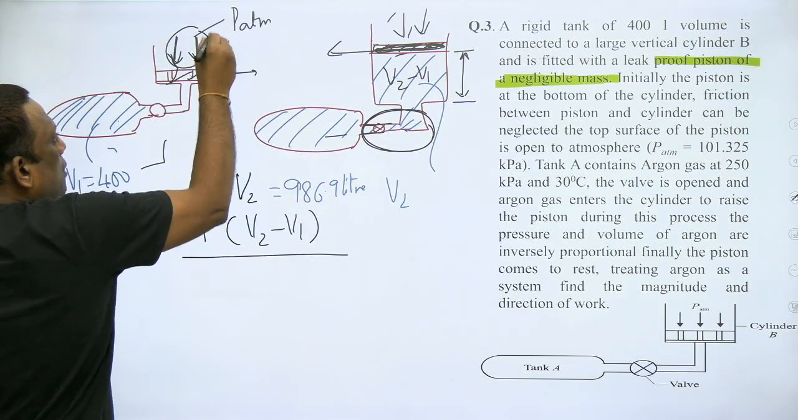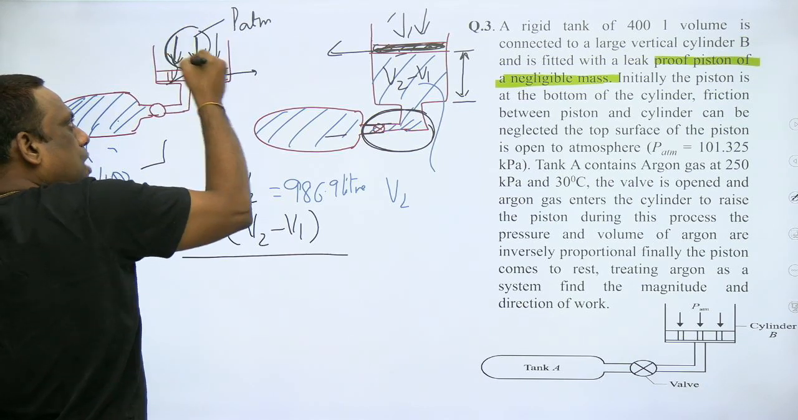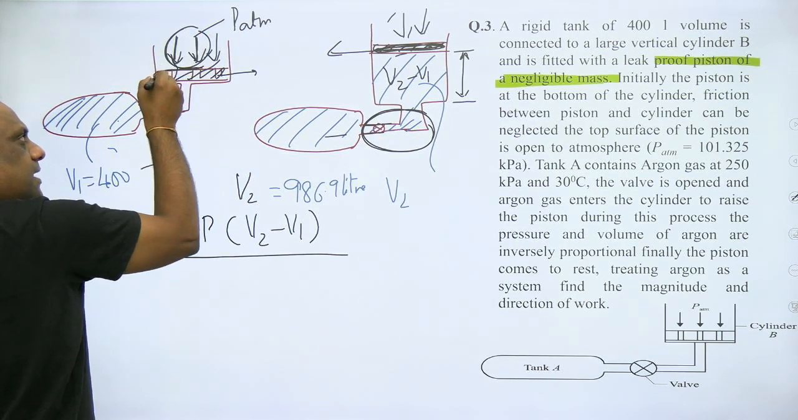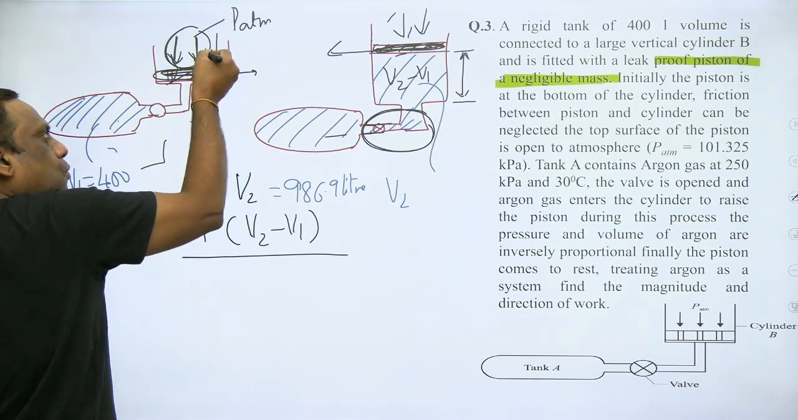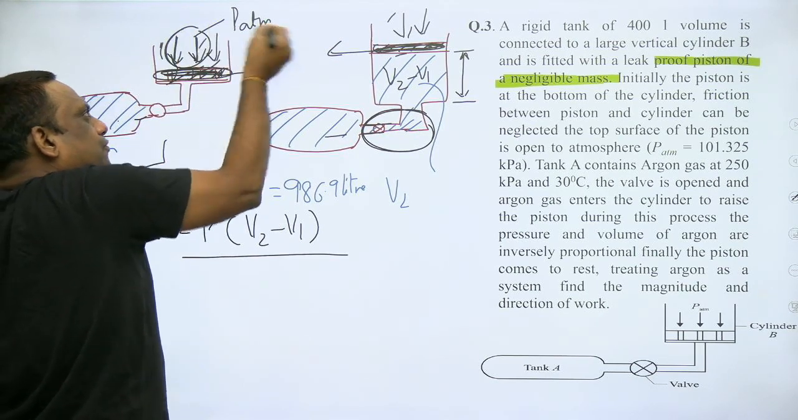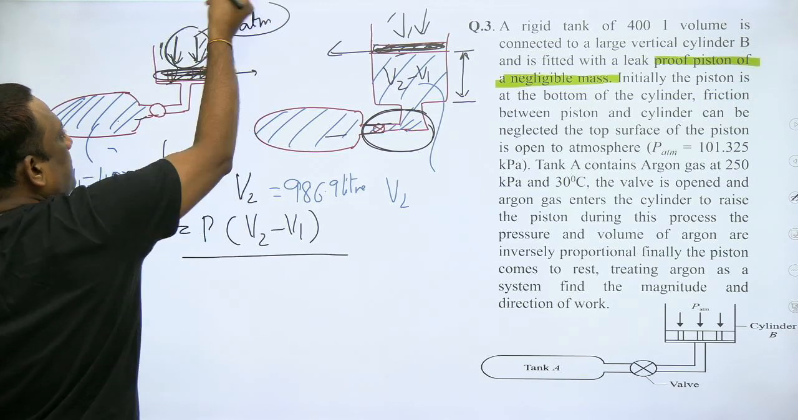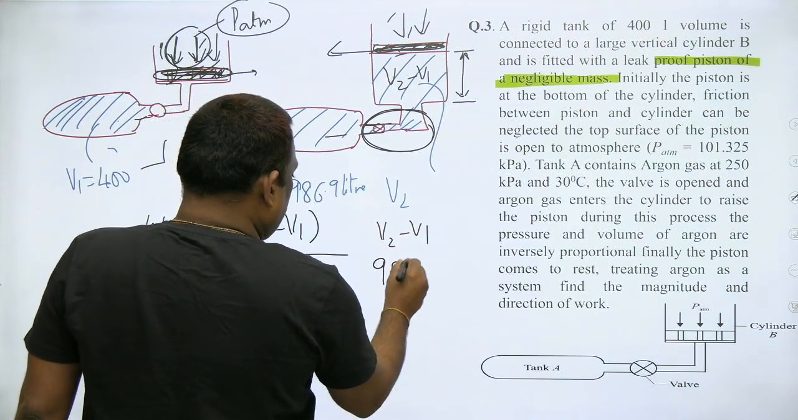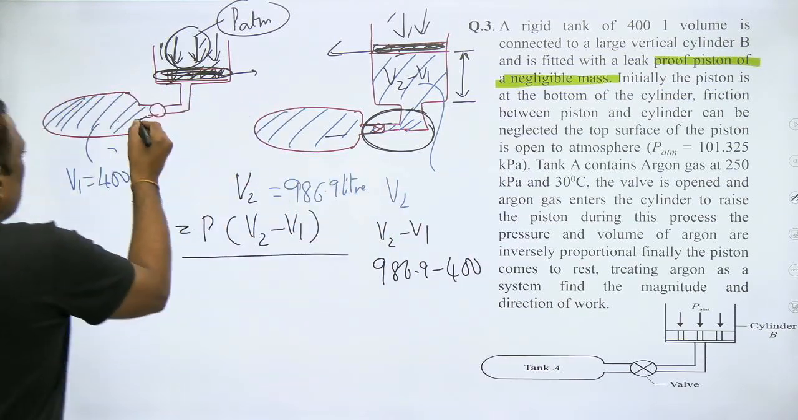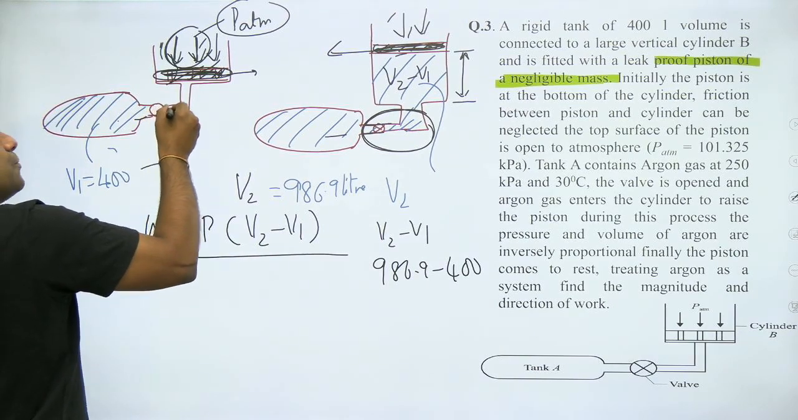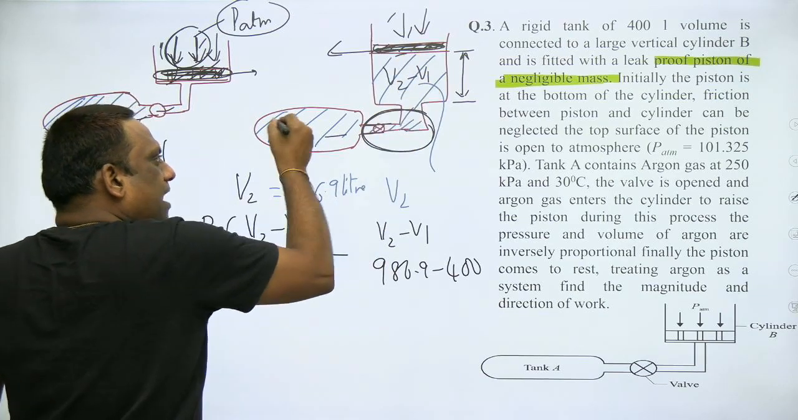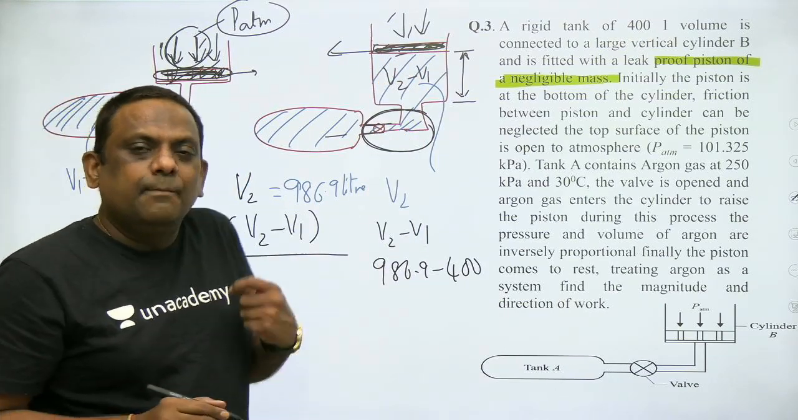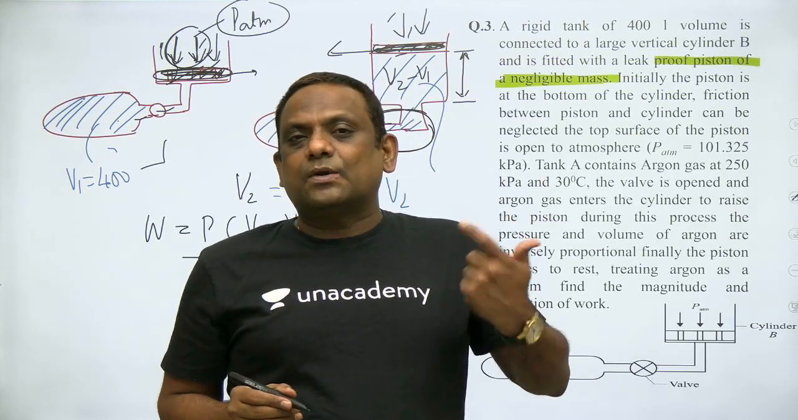What do we have at the top? At the top we have atmospheric air. So this argon is displacing atmospheric air. There is no work done by argon in raising the piston because the piston is of negligible mass. So whatever work the argon is doing, it is just done in removing air, and that air is removed at a constant pressure. So the work is P into V2 minus V1. Already we have calculated V2 minus V1, because I know V2 as 986.9 liter, V1 as 400. Listen carefully. First it was occupying this much volume, and once the valve is opened, complete argon is occupying this much volume. So this is the final volume, this is the initial volume, and this is the change in volume. Therefore, constant pressure work is P into V2 minus V1.